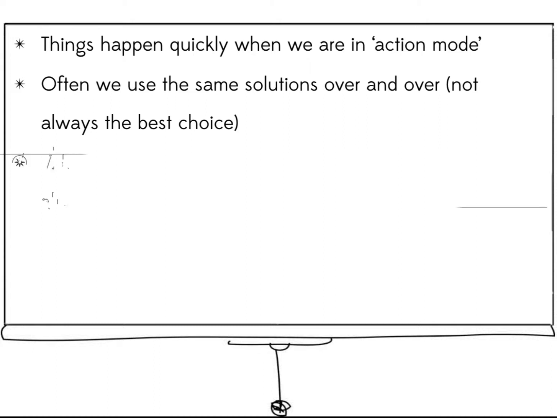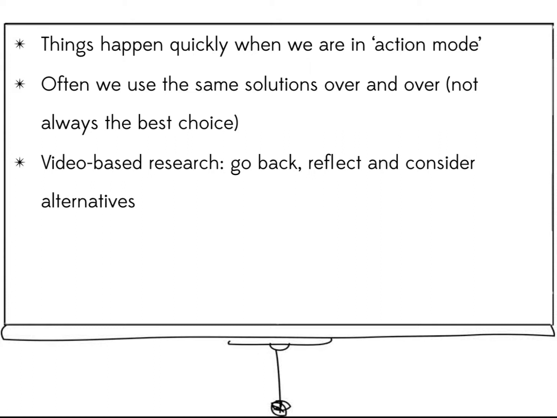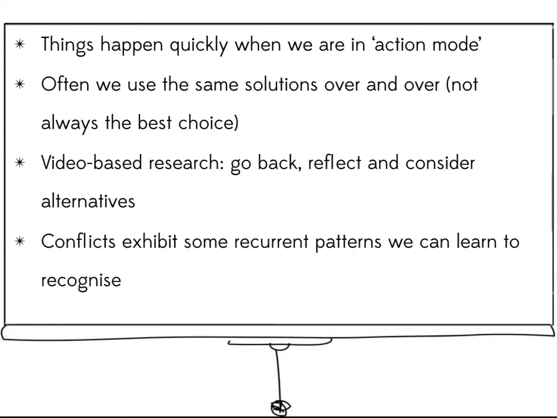What we are trying to do today is to see how videoing interactions can be useful to go back, reflect, and consider alternatives, things that we could have done differently. And we can also learn that sometimes conflicts have some recurring patterns. There are some signs that we can spot early on that we might be going in a direction where a conflict might be emerging within the group meeting.